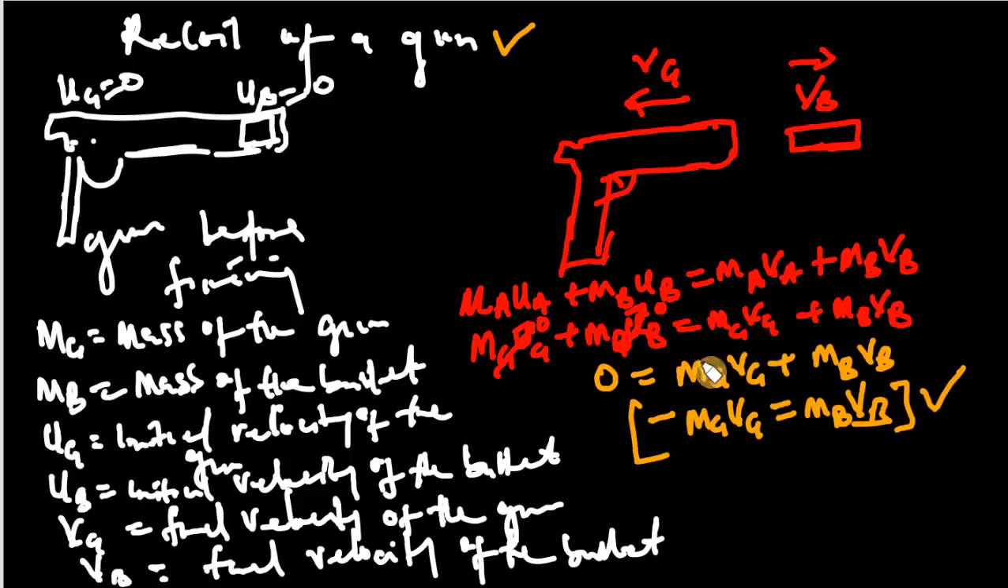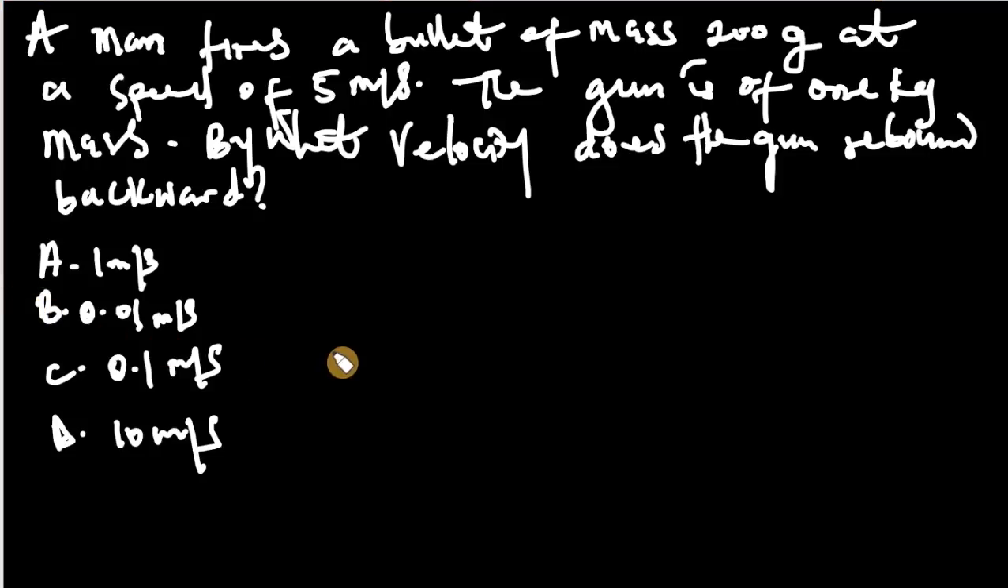So let us solve a simple problem. The question says a man fires a bullet of mass 200 gram at a speed of 5 meters per second. The gun is of 1 kg mass. By what velocity does the gun rebound? So this is asking for the recoil velocity. So let's solve this.